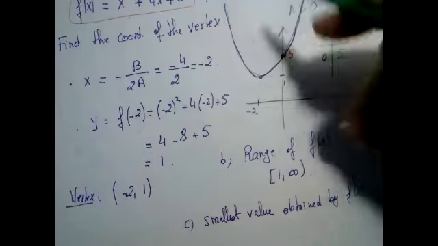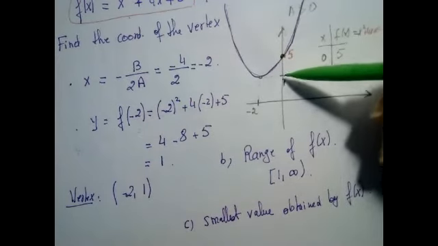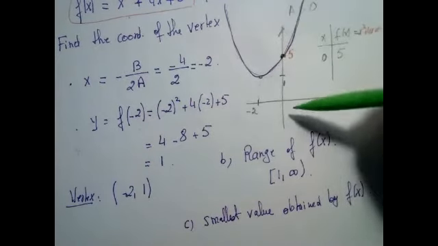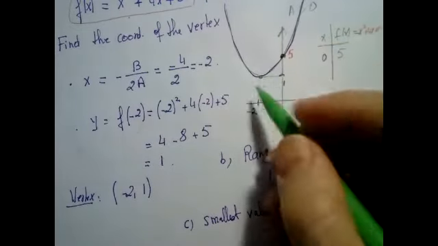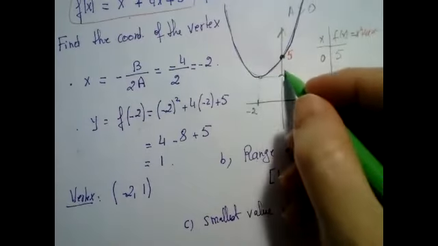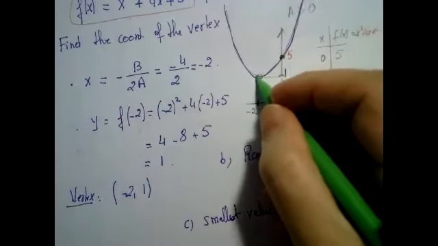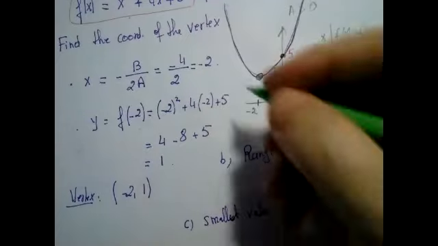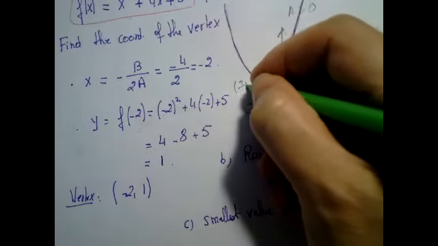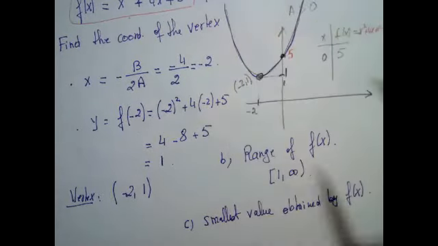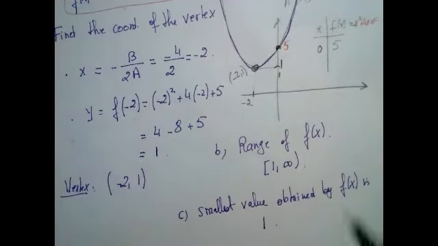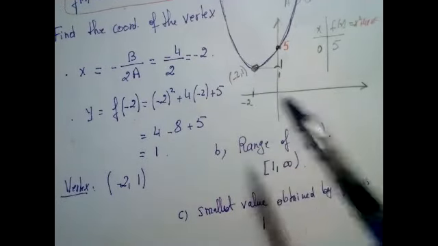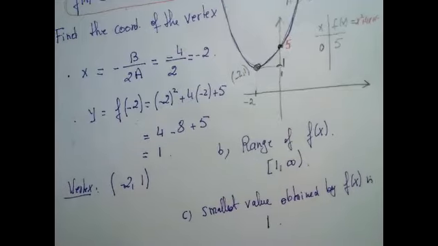So this is the graph. The function takes every possible value from 1 to infinity. So if I'm asking you what's the smallest value that the function takes, it means the smallest value that the output takes is equal to 1, because it's obtained right here at the vertex. And the vertex is -2, 1. So the smallest value of f is 1. That's the smallest value obtained by the function. The function reaches its smallest value at the vertex.